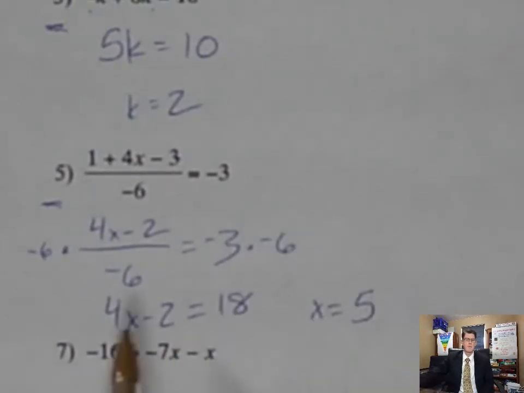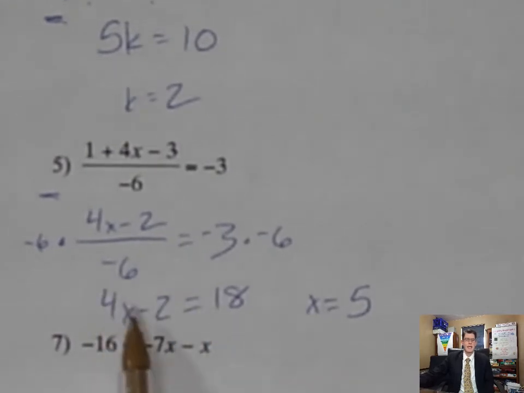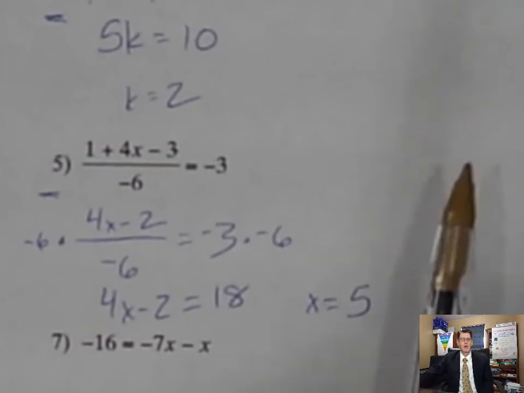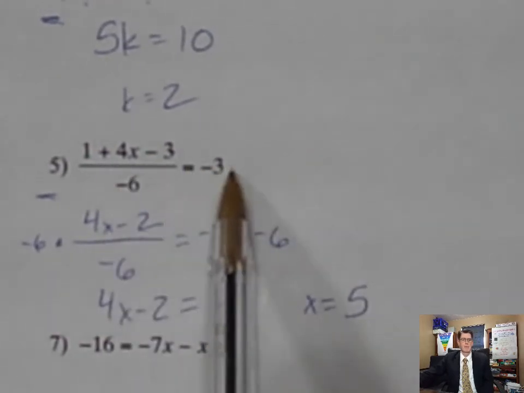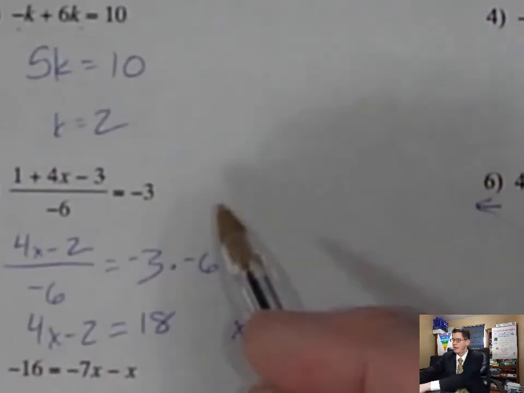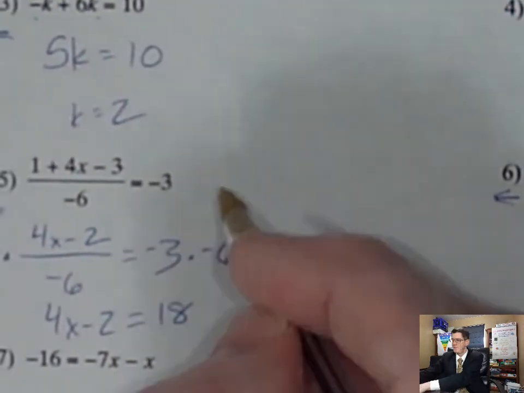And you can check your work by putting 5 back in to the x and finding out if 20 minus 2 is 18. The other way you could do it if you want is you can multiply both sides by negative 6 to begin with. Have that be your first step.